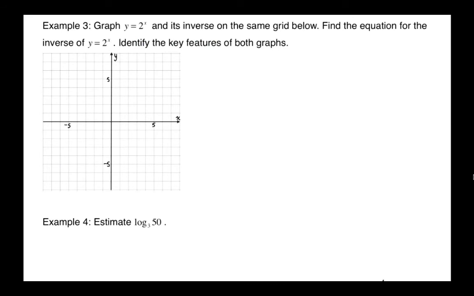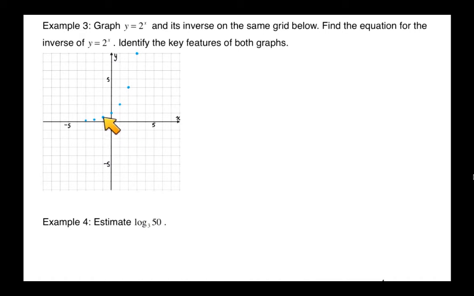All right, let's do some graphing. We want to graph y equals 2 to the x and its inverse on this grid. We want to find the equation of the inverse of y equals 2 to the x and identify some key features for both graphs. So starting with y equals 2 to the x, I'll tell you the points that I put on here. So 2 to the 0 is 1, so I've got 0, 1 on there. 2 to the 1 is 2, so I put 1, 2 on there. 2 squared is 4, so I've got 2, 4 on there. And 2 to the 3, or 2 cubed, is 8, so I've got 3, 8 on there.